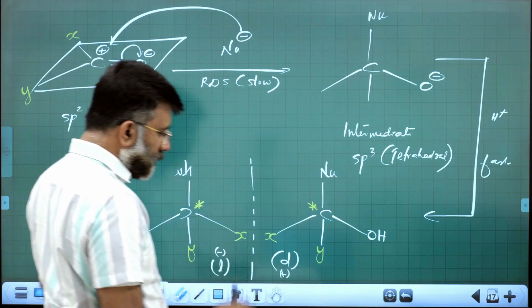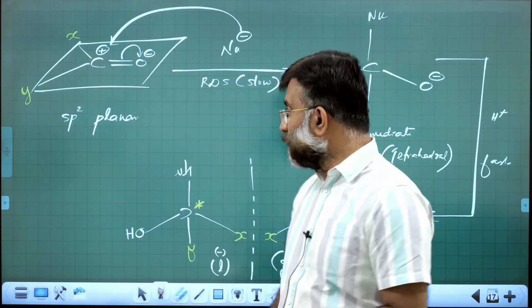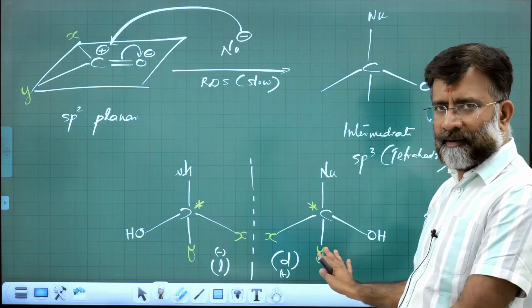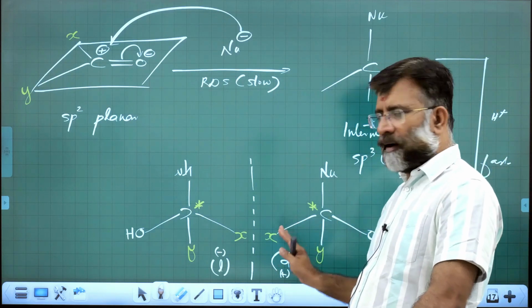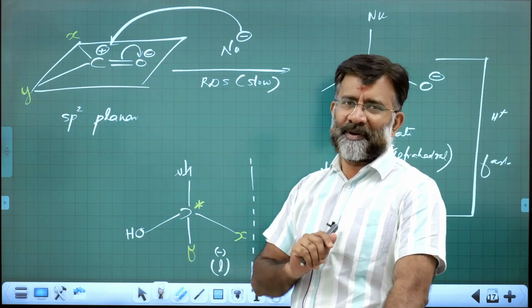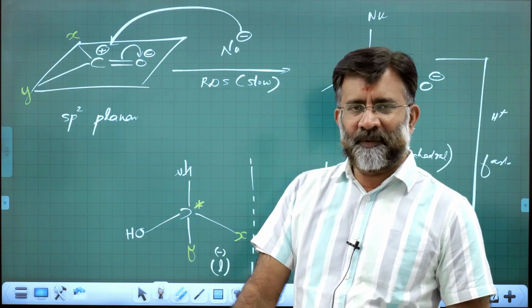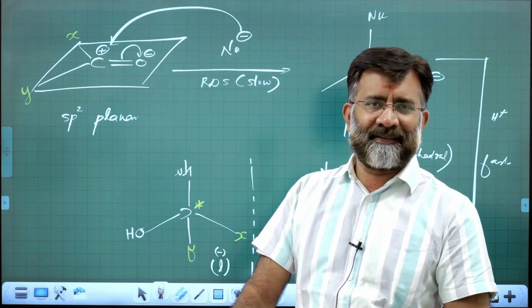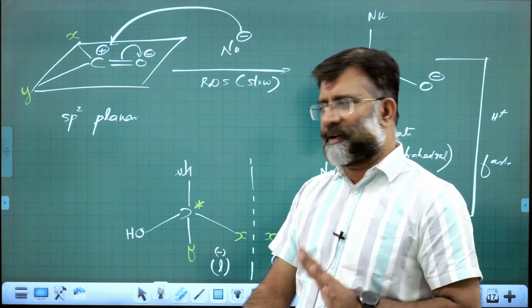My question is, suppose it is 2 different units. Definitely it is going to be chiral. Now if it is chiral, are you going to get this or this? That is a point of discussion. I would say you get both. That means there is a high chance of getting racemic mixture.